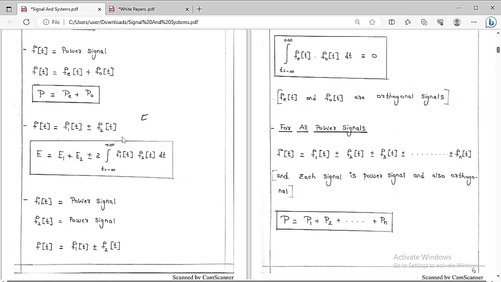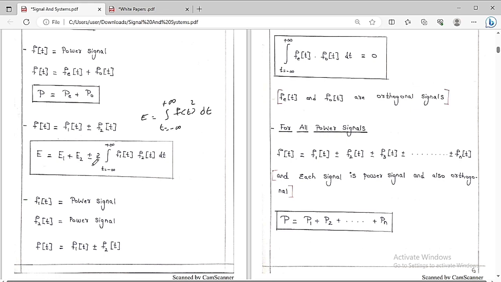So E is equal to integration from t equals minus infinity to plus infinity of f of t whole square dt. Here f of t is equal to f1 of t plus or minus f2 of t. Just substitute and do the square of this one. Finally, if you simplify, we get E is equal to e1 plus e2 plus or minus 2 into integration from t equals minus infinity to plus infinity of f1 of t into f2 of t dt. So this point you always have to keep in your mind.